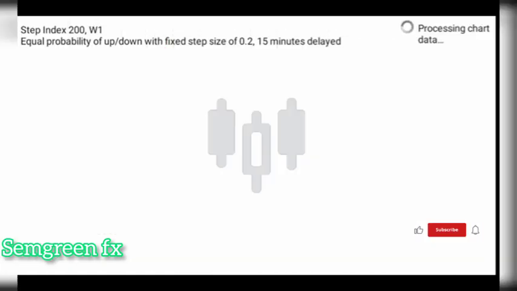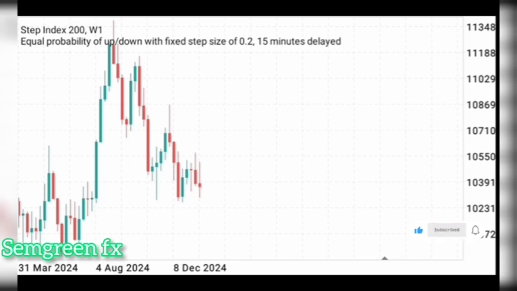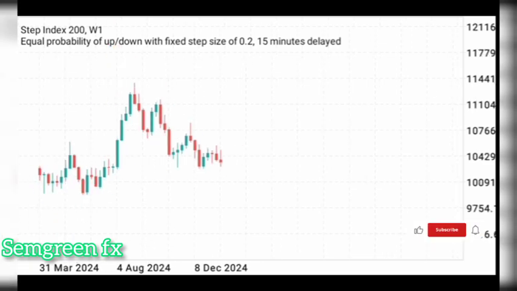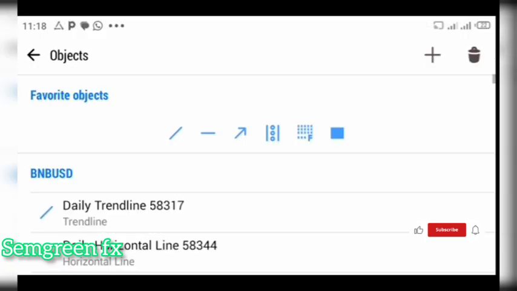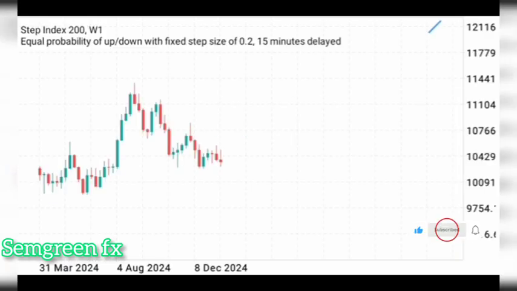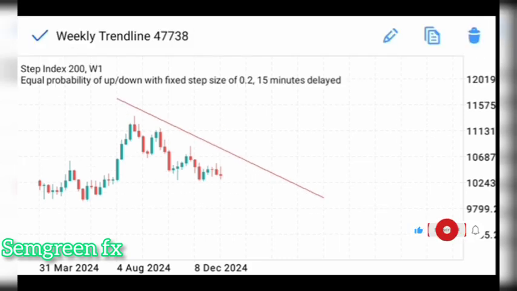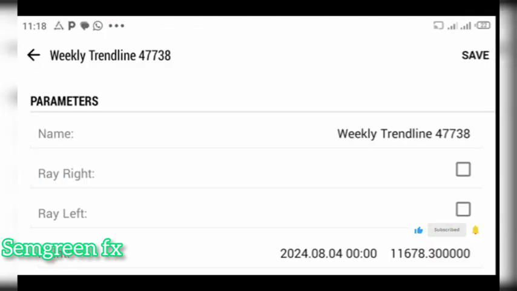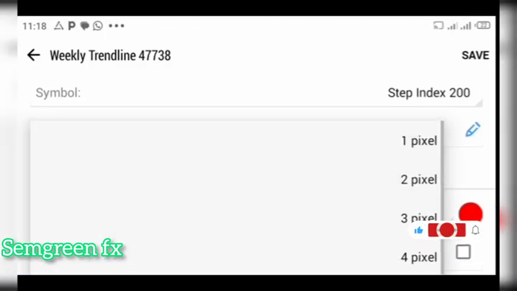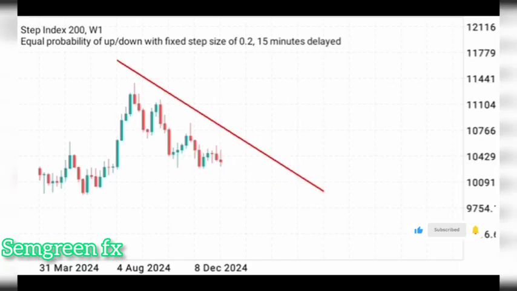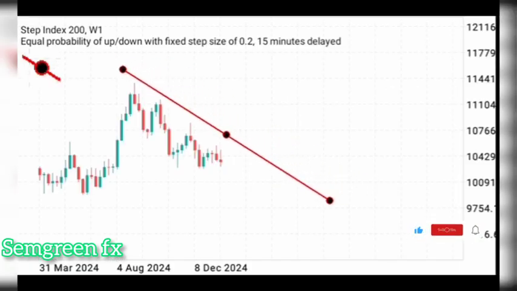So what I did is that I went to a weekly time frame. Remember, I told you this is a top-down analysis. Looking at a weekly time frame, it shows me clearly that this market is in a downtrend, so you don't want to trade against the trend. So when the market is in a downtrend, you always want to trade according to the trend of the market. So what I did, I bring out my trend line tools. I drew out my trend line tools, and this is how it is. So drawing out my trend line tools like this.